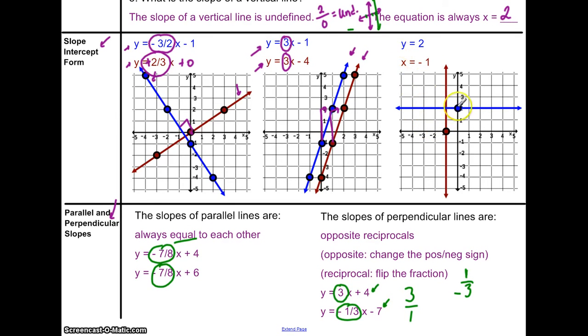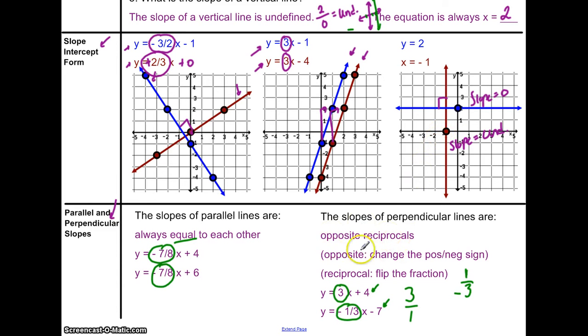We have a horizontal line, y equals 2, and a vertical line, x equals negative 1. Now, remembering from the review, we know that the slope of this horizontal line is 0, okay? And that the slope of the vertical line is undefined. It turns out that a zero slope and an undefined slope are also perpendicular to each other.